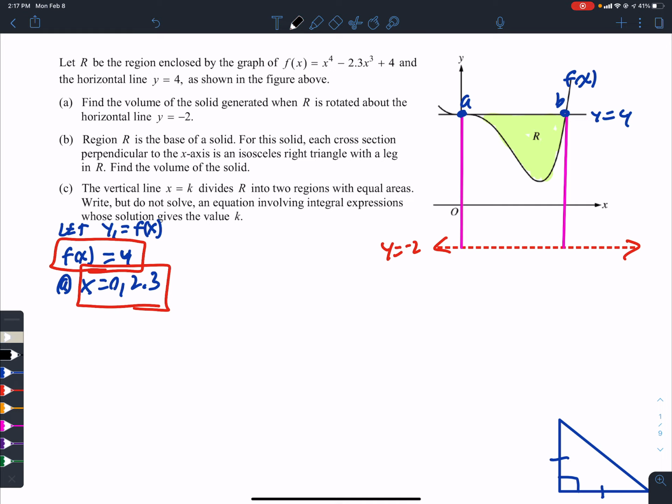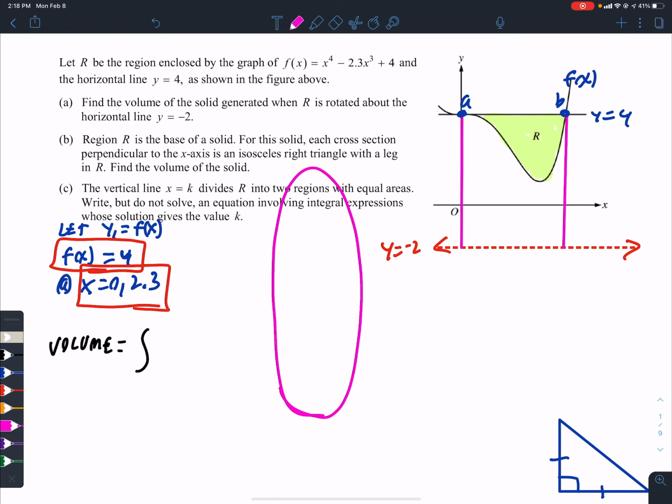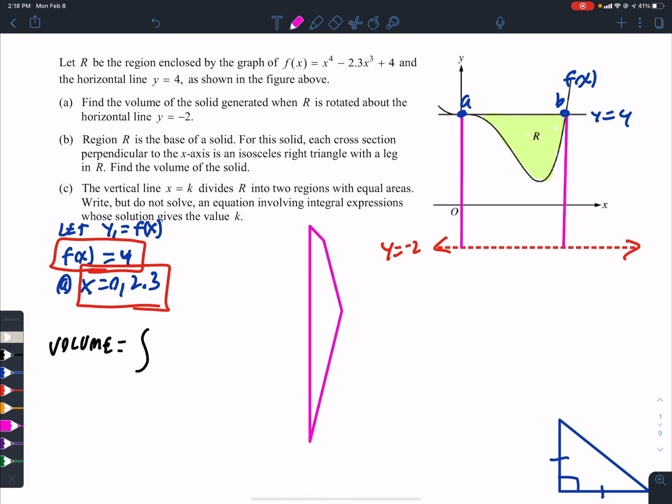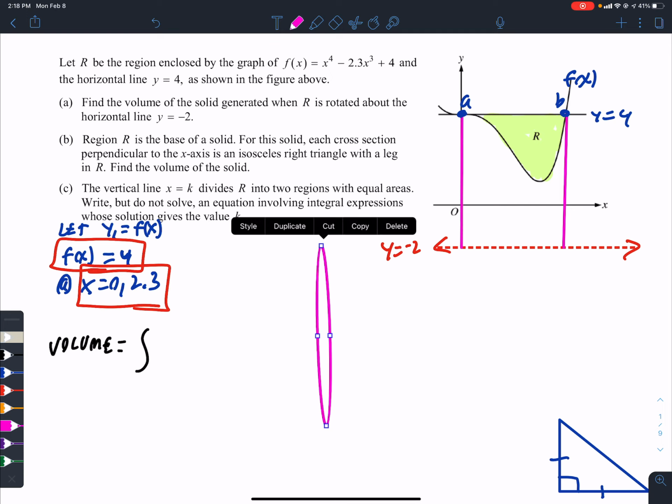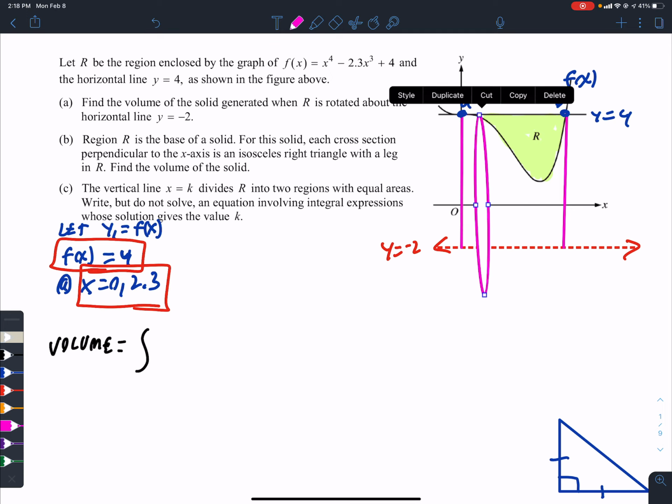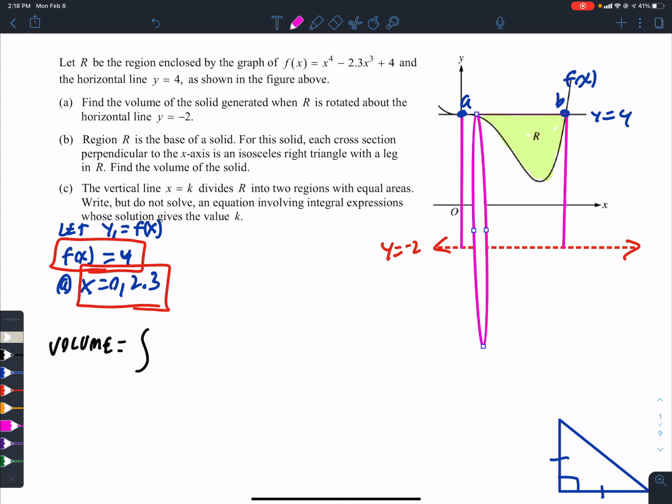Now for part A, we're going to add up all the disks. So the volume for part A, we're going to add up all the disks. And let me draw one of the disks. I guess it didn't like that. Okay, it's going to be one of those days. There we go. So if you see, we're starting here, our revolution, we're rotating around this line here. So as I do that, I produce these disks.